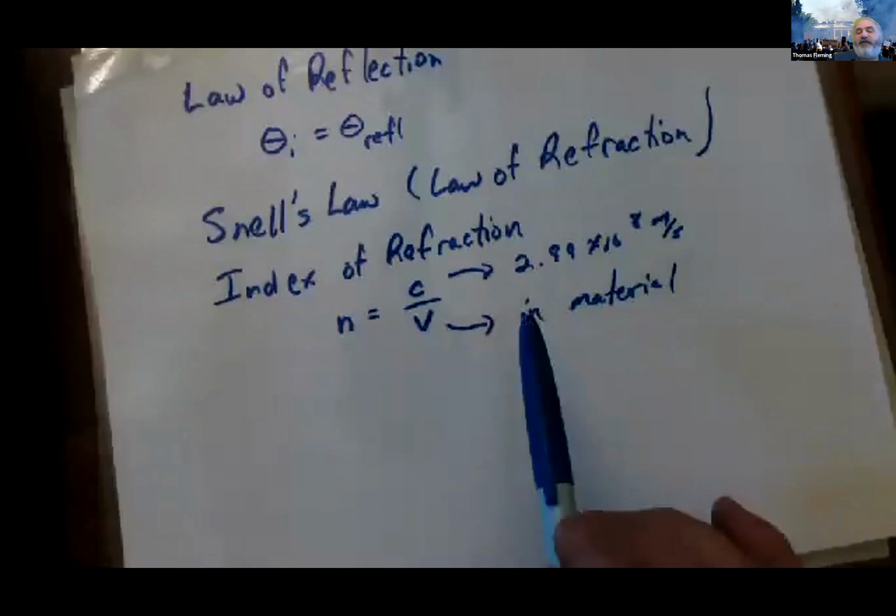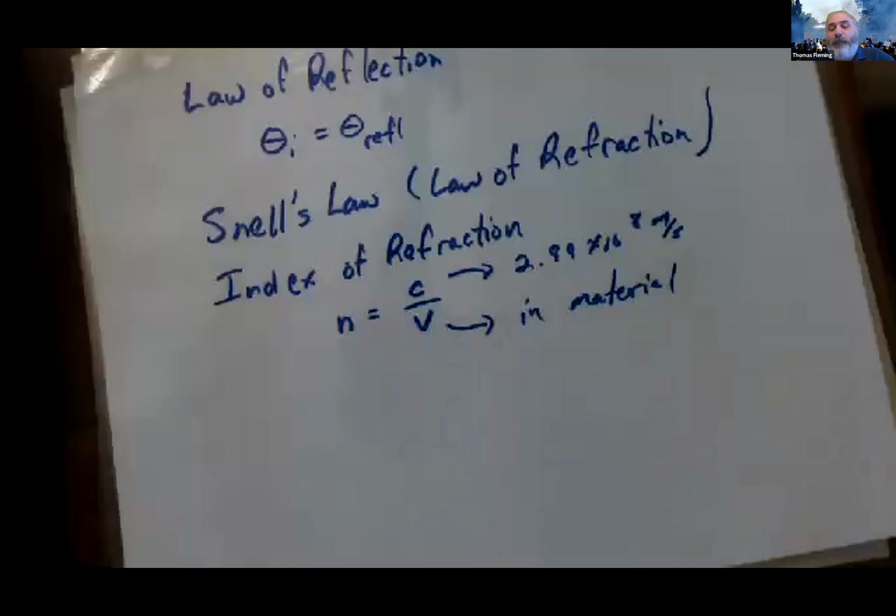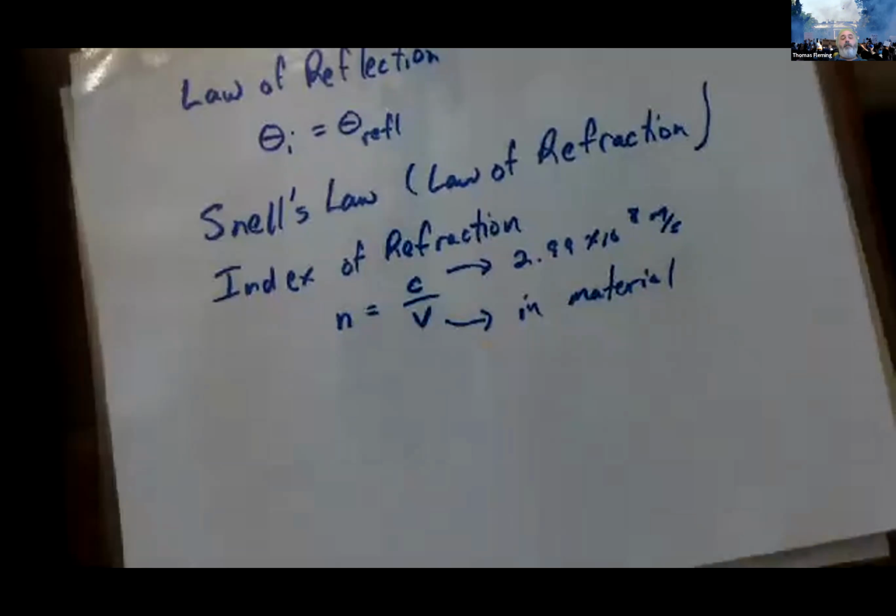The index of refraction must always be at least 1, but more than likely it'll be larger than 1 because I'll be dividing by a smaller number than I have up top. So most indices of refraction will tend to be numbers that are larger than 1.